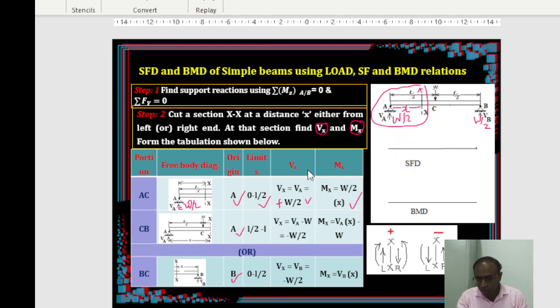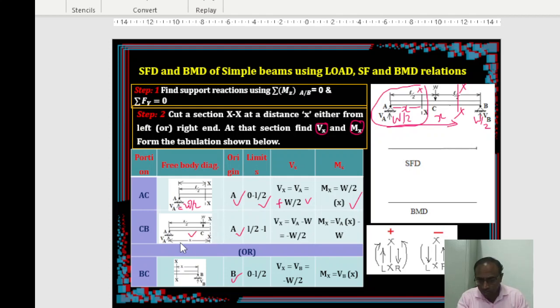Now the remaining part CB. For the CB part also remember your origin must be either A or B. So I am taking A. When I take A as the origin, from A point C is at a distance L by 2 and point B is at a distance of L. So the limit is going to be L by 2 to L. Then what is the shear force? When you are taking a section somewhere in this location, x is going to be the whole distance. This is going to be your x.